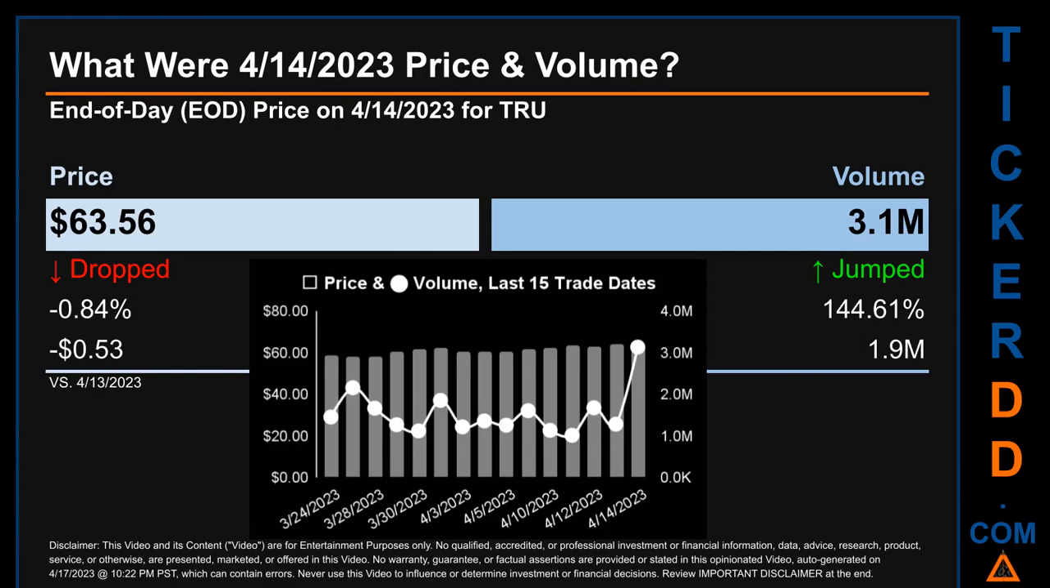The graph shows price and volume for the last 15 trade dates. Across a range of $6.07, the max and minimum end-of-day price were respectively 64.1 and 58.02. Volume saw a range of 2.1 million, from a day low of 1 million to a day high of 3.1 million.